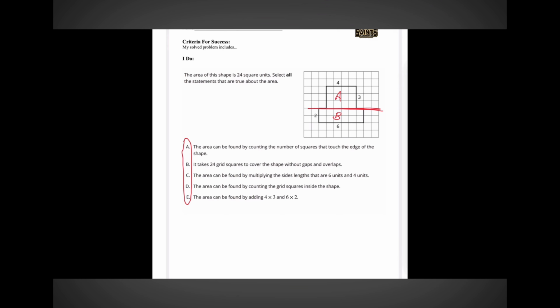Now my second criteria for success is that I'm going to label the sides, like the base and sides, and I'm going to identify the formulas. This one's basically already done for me: 3 and 4, and 6 and 2. And I know that these are rectangles. My formula for a rectangle, I'm going to give myself a little box down here. In the model area, it's above, so I'm just going to write above here. And then over here, I'm going to put my equation, base times height equals area.